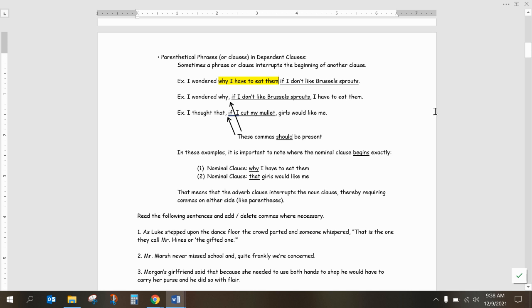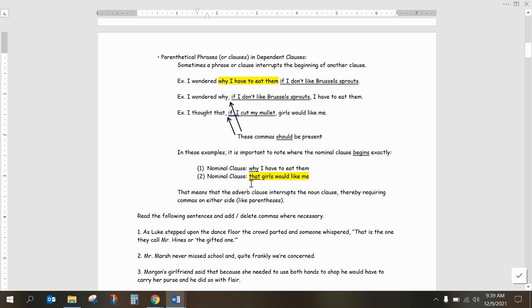And this is the rare time that you might have a comma near the word that, which very rarely happens, but it could if you have one of these weird structures. If I said, "I thought that, if I cut my mullet, girls would like me." I want you to see that the outside clause is "that girls would like me." I kind of have it sitting right here. And if I interrupt any of those words with "if I cut my mullet," I've got to make sure I put commas on either side. And that's why there's a comma after that and a comma after mullet.